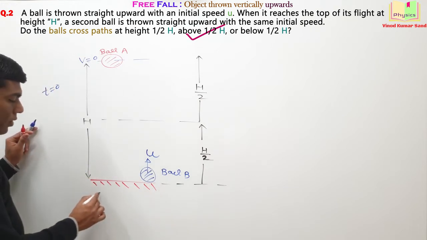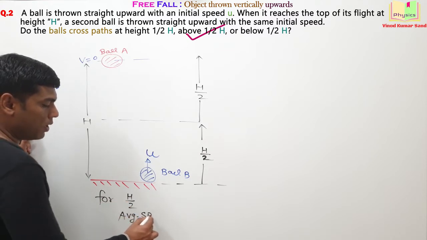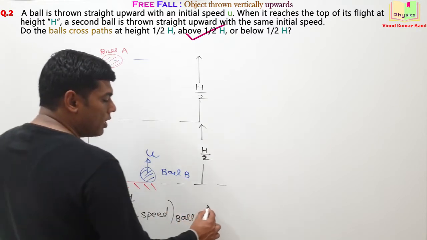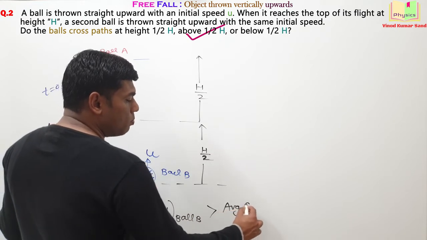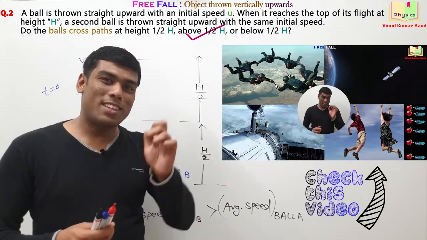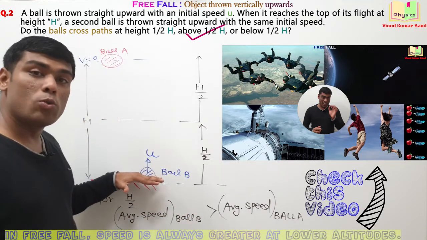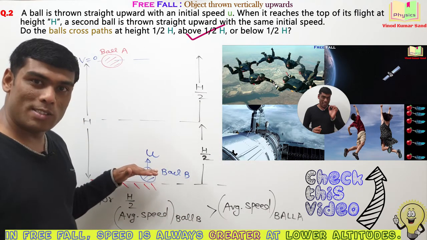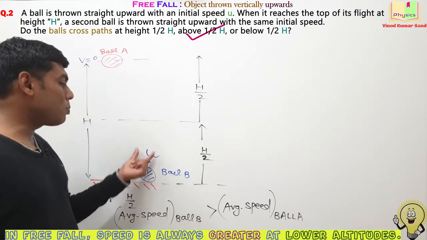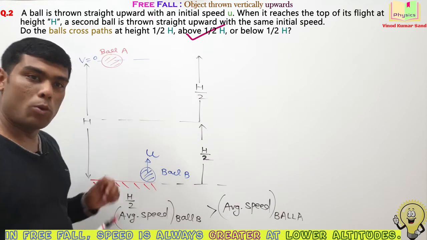It's simple actually. For h by 2 distance, the average speed of ball B will be actually greater than the average speed of ball A. Why? Check the first video of the free fall, the concepts of the free fall. We had a trick there. At the lower altitudes, the speed is always more in such cases. So the ball B is right now at the lower altitude, so its speed is more. If its speed is more, it means its average speed will also be more.